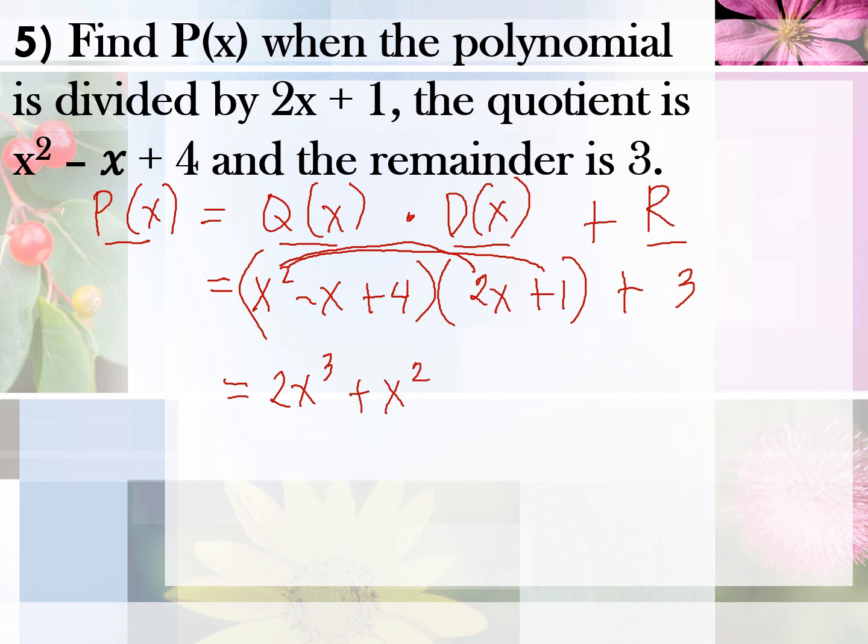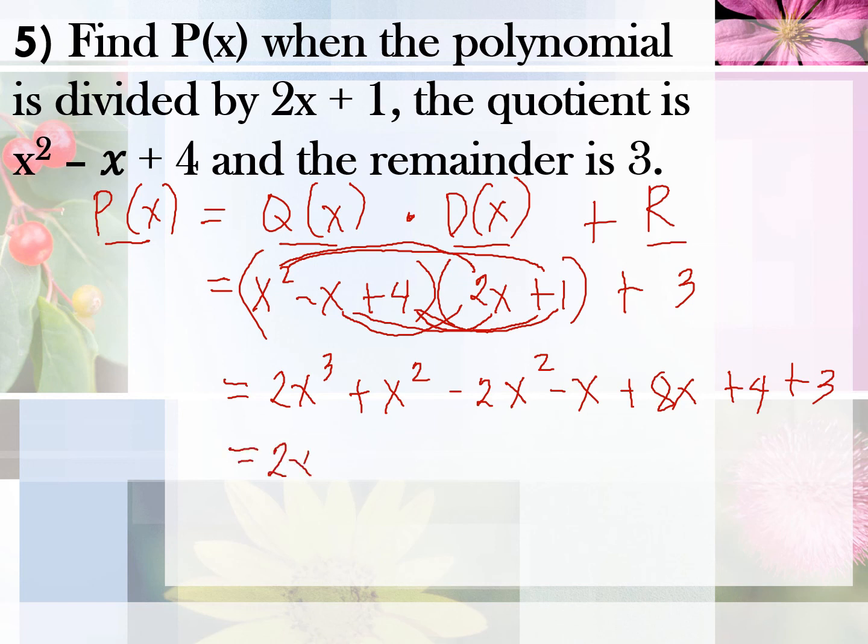Then, negative x times 2x. That is negative 2x squared. Then, negative x times 1 is negative x. Then, 4 times 2x is positive 8x. Then, 4 times 1 is positive 4. Then, bring down natin yung 3. Next, simplify. Combine like term. Bring down natin yung 2x cubed kasi wala namang cube na exponent dyan.